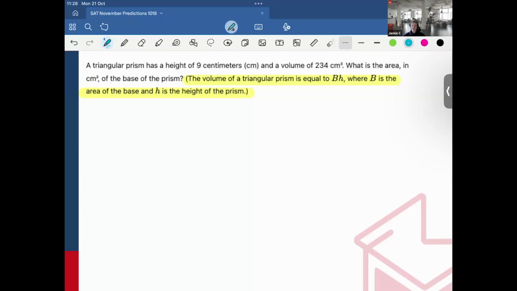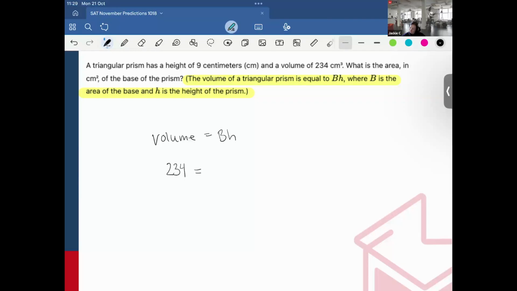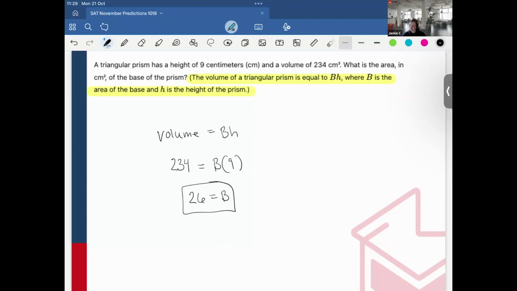So this one, I think, is straightforward, but it tells us, right, that volume is equal to base times height. So I know that the volume is 234 centimeters cubed, and it's equal to the base times the height, which is provided. So base times 9, and I am just asked for the base. So 234 divided by 9, and 26 is equal to the base. That was super simple, but I mean, these problems appear on the SAT, and you want to be comfortable solving them.